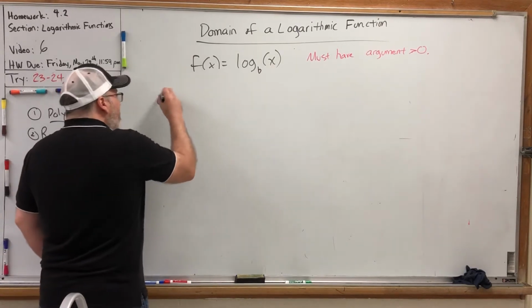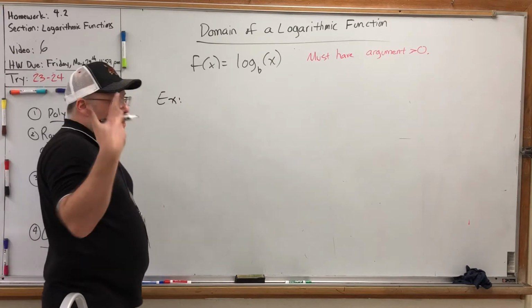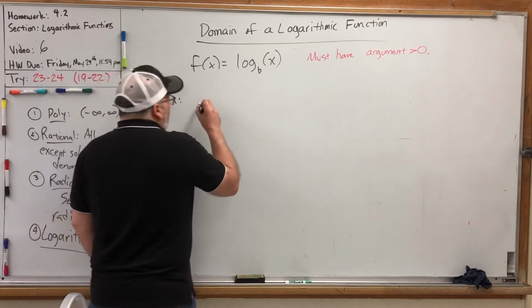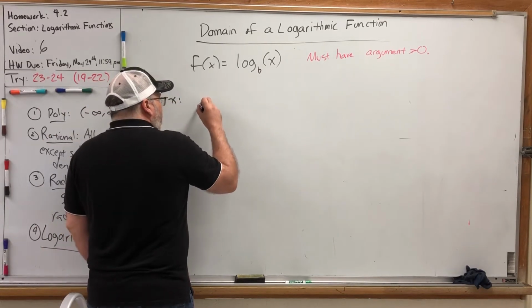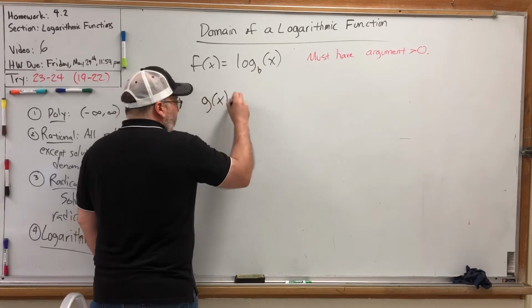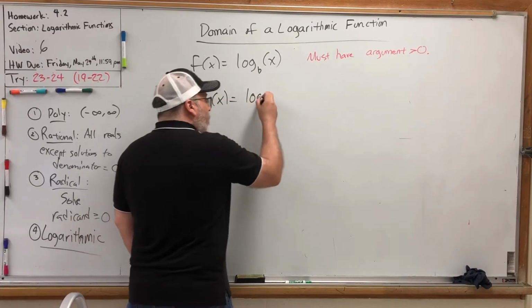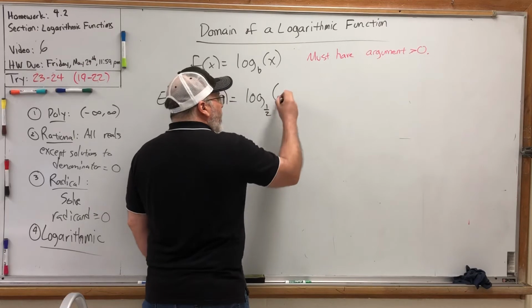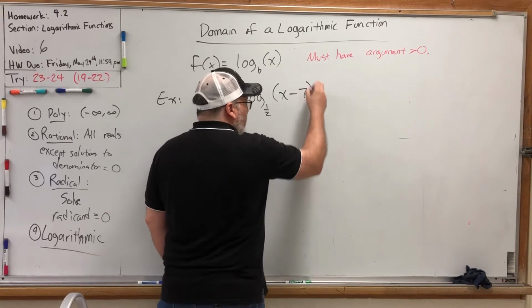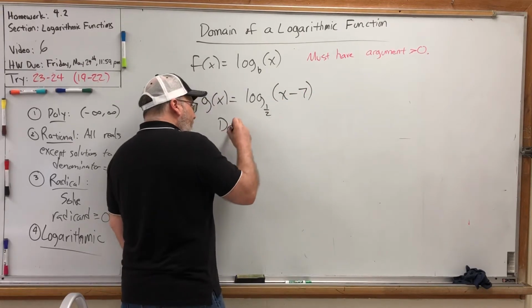Now, this particular function's argument is just x, so its domain is 0 to infinity, like we already saw. But let's say we have something where the argument is more than just x. For example, let's say we have g of x, just to change things up, equals log base 1/2 of x minus 7. And the question is, what's the domain?